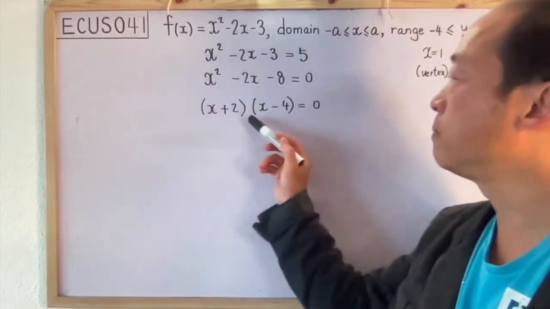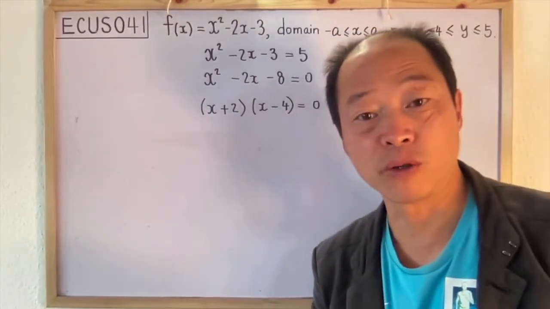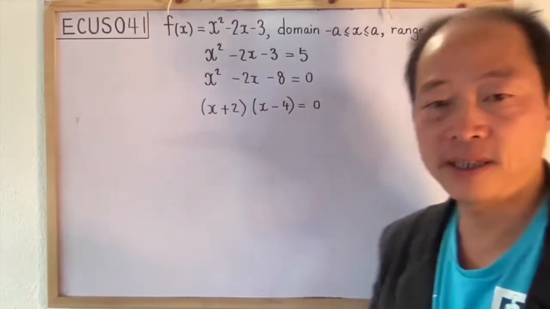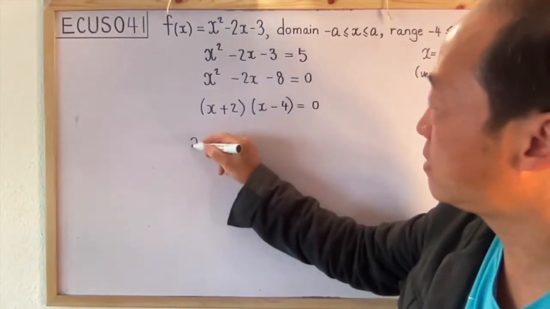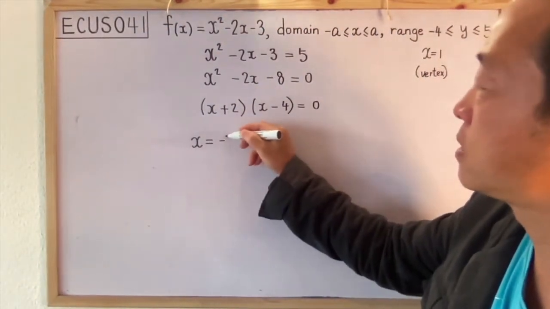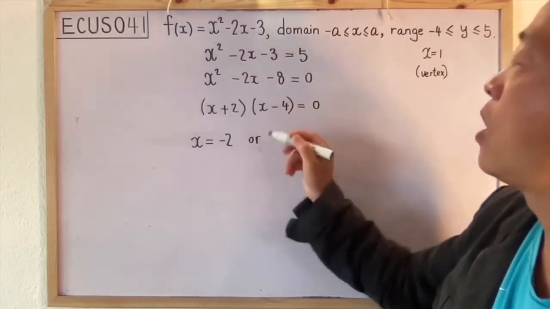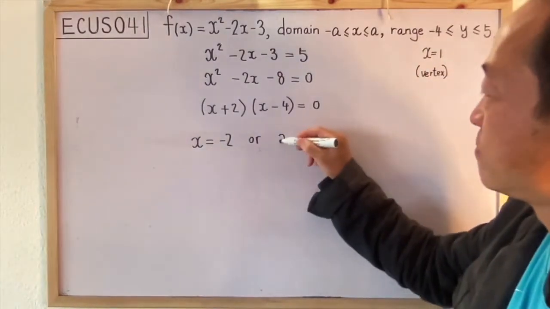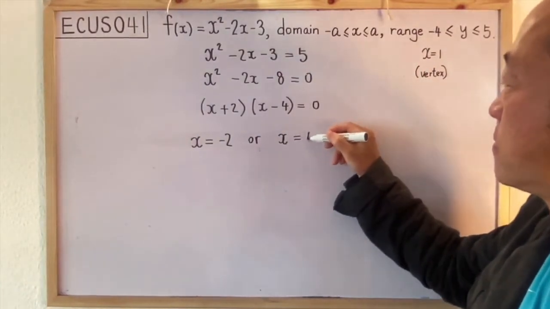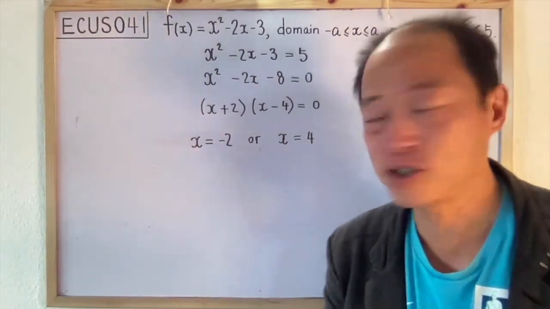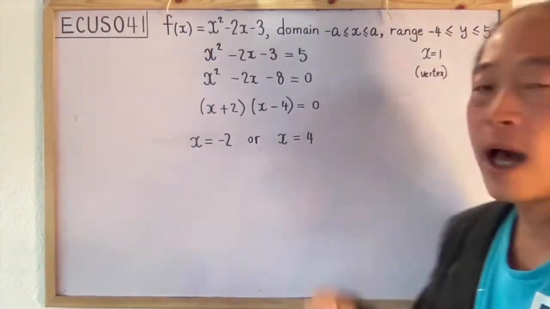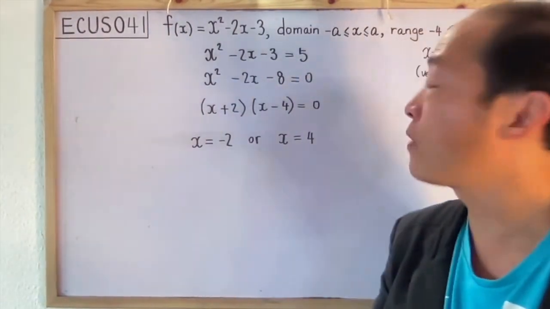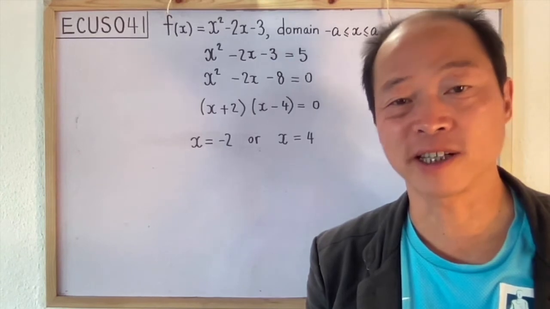When two numbers multiplying to each other give 0, one of them has to be 0. When this pair of brackets is 0, x has to be minus 2. When this pair of brackets is 0, x has to be 4. Minus 2 and 4 are the roots of the equation x squared minus 2x minus 3 equals 5. We have answered the second question.